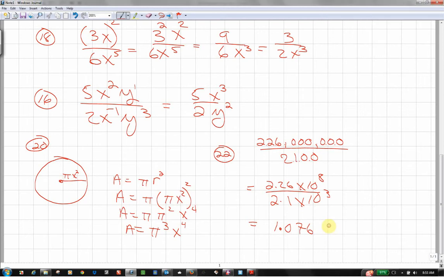Now for my tens, that's an exponential form, so I'm simply going to subtract the exponents. The largest exponent is the 8, so that would be 10 to the 5th power. And there's my answer written in exponential form.